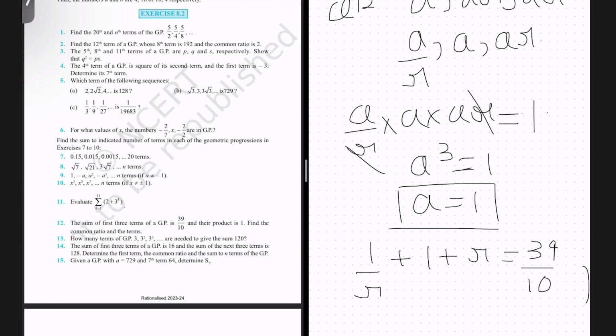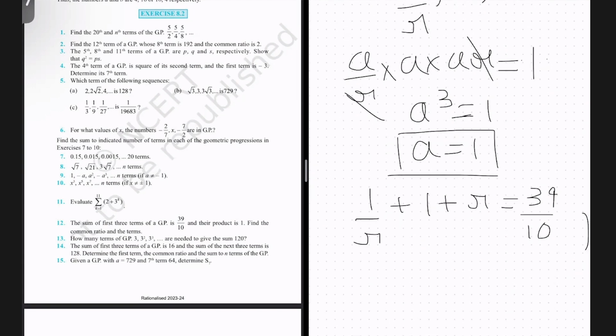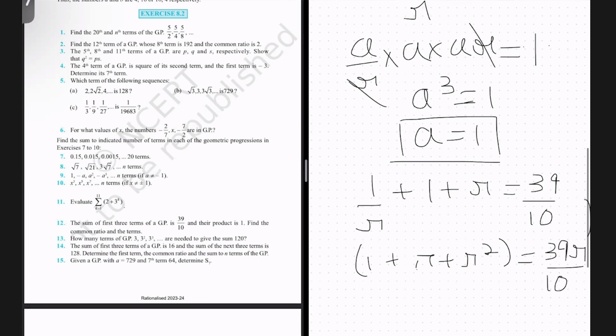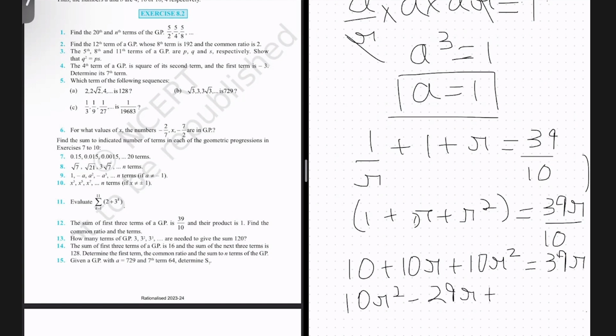Multiply both the LHS and RHS by R because we don't want R to be in the denominator. So what I now get is 1 plus R plus R square equals 39R by 10. Multiplying both sides by 10, I get 10 plus 10R plus 10R square equals 39R. Taking the 39R onto the LHS, you now get 10R square minus 29R plus 10 equals 0.